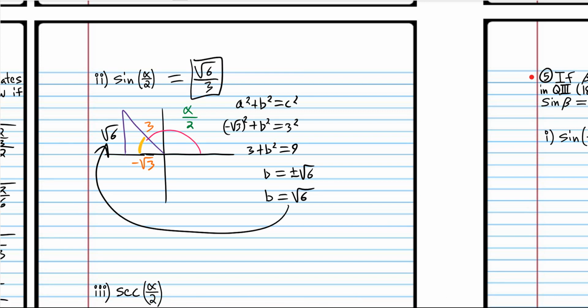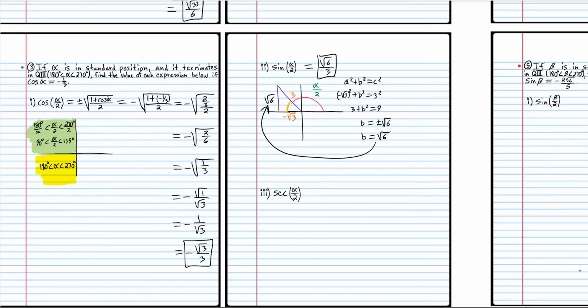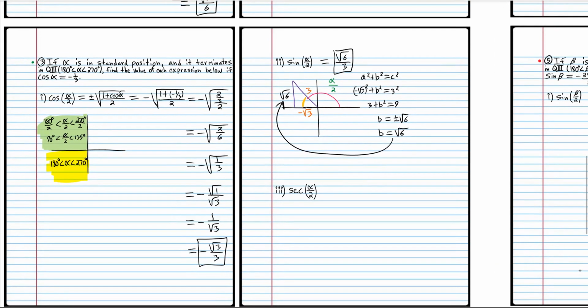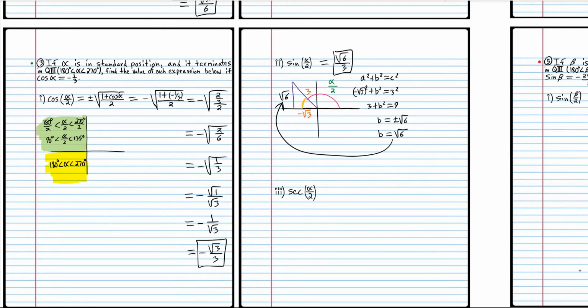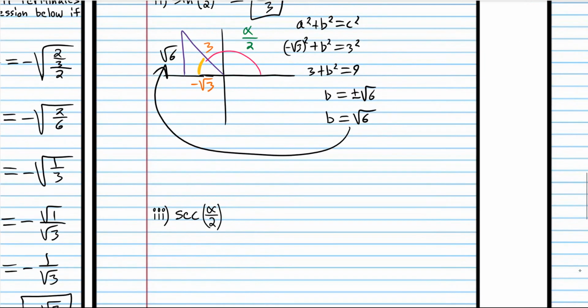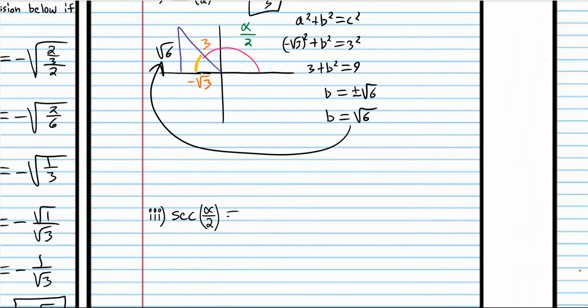So if you got that right, excellent. So now we'll find secant alpha over 2. We can use that triangle up there. Secant alpha is the hypotenuse over the adjacent side. Multiply both sides by root 3, and we get 3 root 3 over 3. And the 3's cancel out. We're left with negative root 3. So if you got that right, good job.